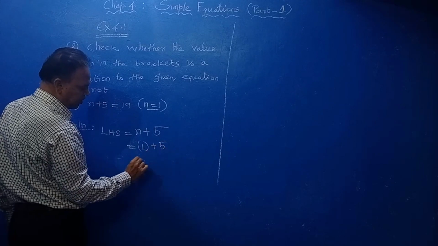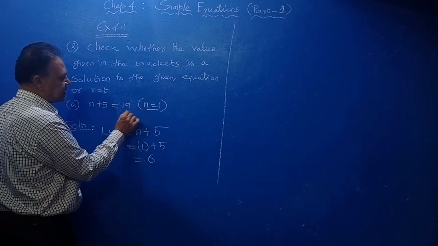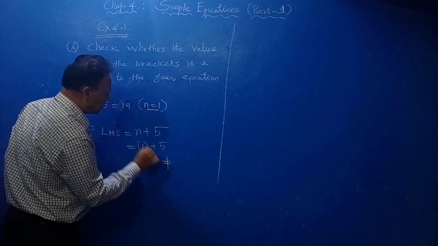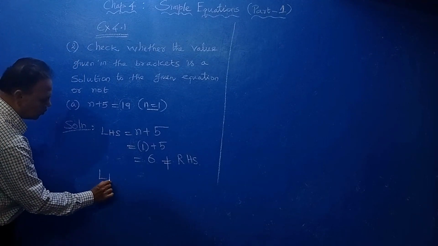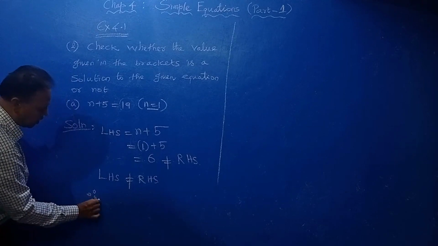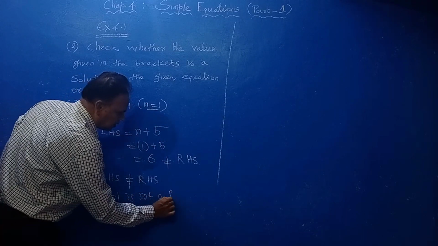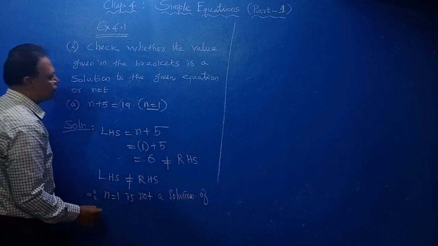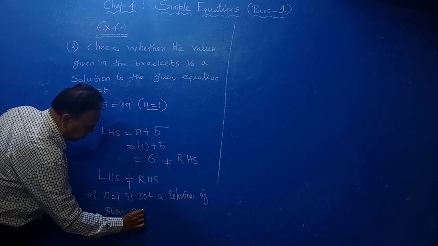That is 1 plus 5, which is 6. That is not equal to the right hand side. What do you have on the right hand side? 19. So 6 is not equal to 19. Therefore LHS is not equal to RHS. Therefore n equal to 1 is not a solution of the given equation.